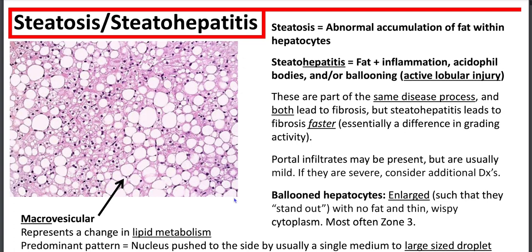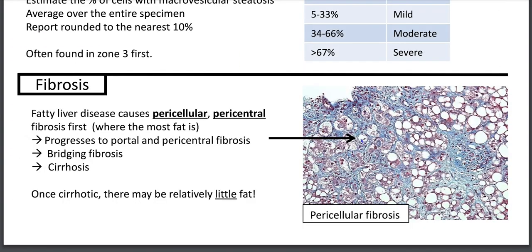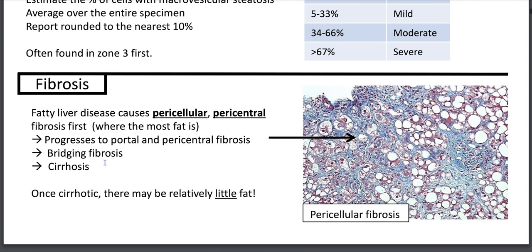Steatosis and steatohepatitis are both the same disease process, but steatohepatitis will lead to fibrosis faster. To call steatohepatitis, look for balloon cells and Mallory-Denk bodies. Fatty liver disease causes pericellular and pericentral fibrosis first, then progresses to zone 1, portal and pericentral fibrosis, and then bridging fibrosis, and then cirrhosis.